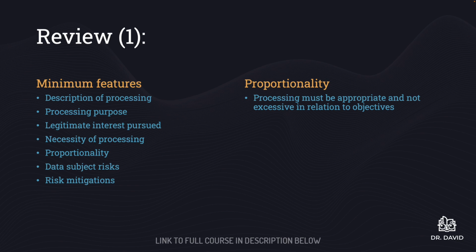In this lecture, we conclude our two-part series on data protection impact assessments. The minimum features laid out by the WP29 Annex 2 are description of processing, processing purpose, legitimate interest pursued, necessity of processing, proportionality, data subject risks, and risk mitigations. Remember that proportionality means that the processing must be appropriate and not excessive in relation to objectives.